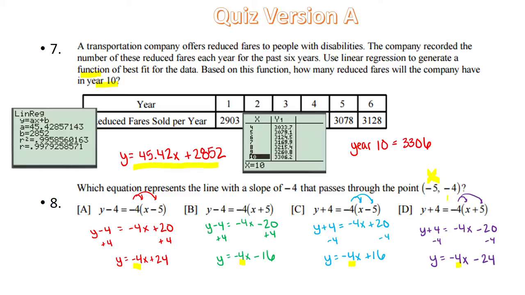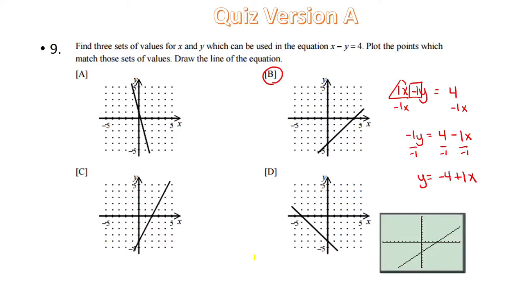So negative 4 times negative 5, that comes out to be positive 20. Positive 20 plus 24, that's not negative 4. Then negative 4 times negative 5 is positive 20 again. Positive 20 minus 16, that's positive 4, not negative 4. Then positive 20 plus 16, that's 36. Then positive 20 minus 24, D is the one that comes out to be negative 4. Okay, all I did was plug in x to see what my y is, to see if my y is negative 4.